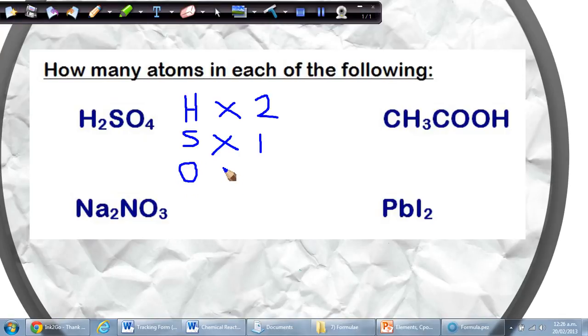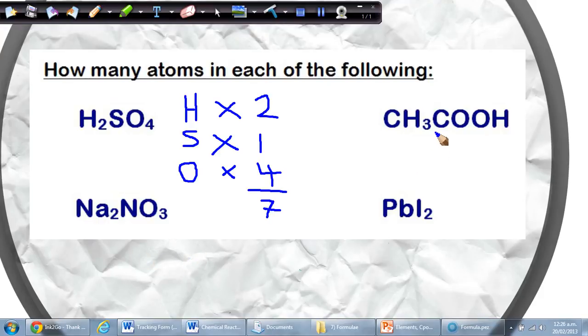How many oxygens? We've got 4. Okay, so the total number of atoms in that molecule is 7. So 2 hydrogens, 1 sulfur, 4 oxygens. We've got 7 atoms in there altogether.